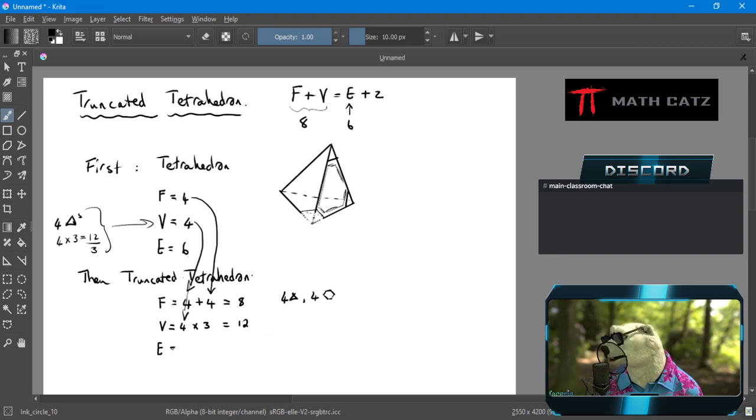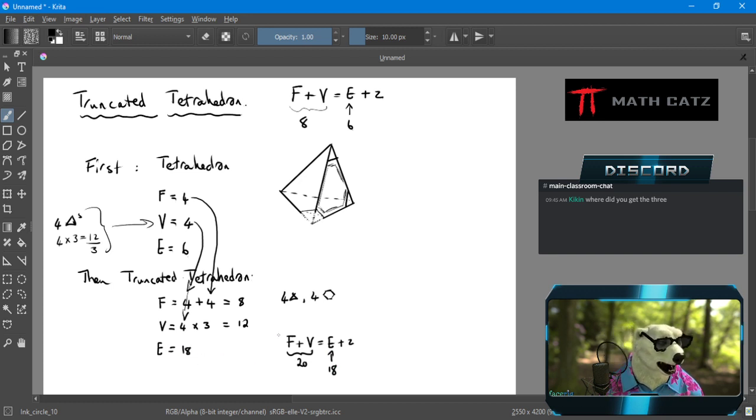All right, and then the edges, not much to think about. I use Euler's formula, faces plus vertices equals edges plus 2. Let's just finish this. Faces and vertices together, 20, which means edges has to be 18. I'm not going to count them.